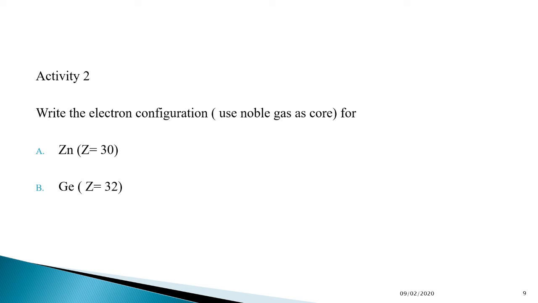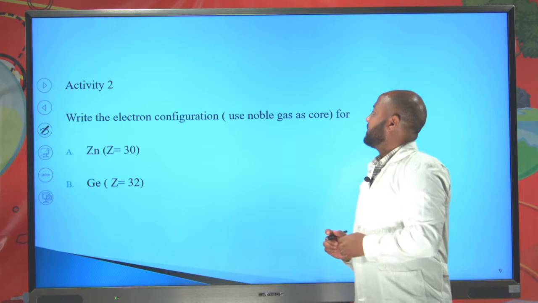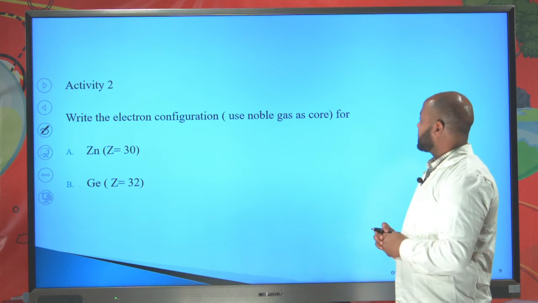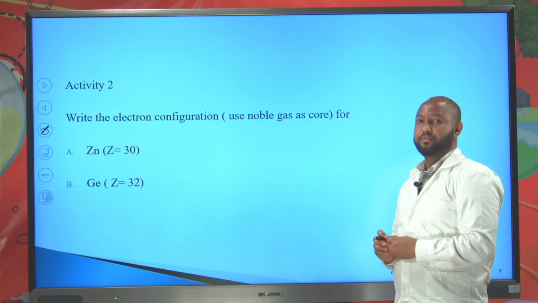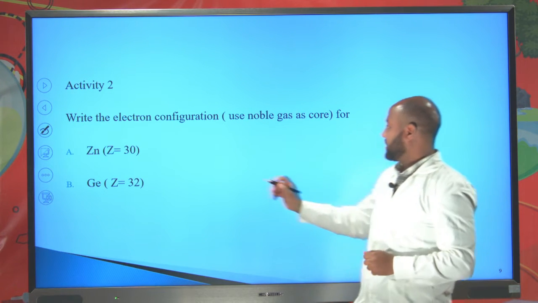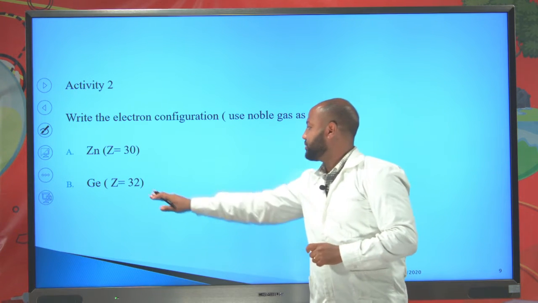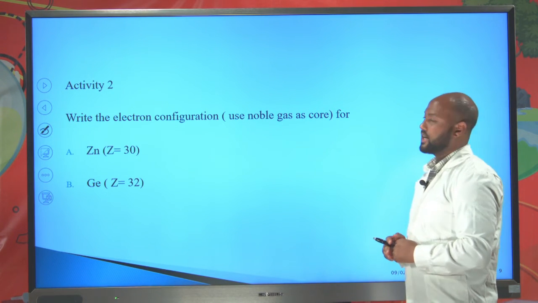Let me give you an activity. Write the electron configuration using noble gas as a core for zinc with atomic number 30 and germanium with atomic number 32. Try this at your home.